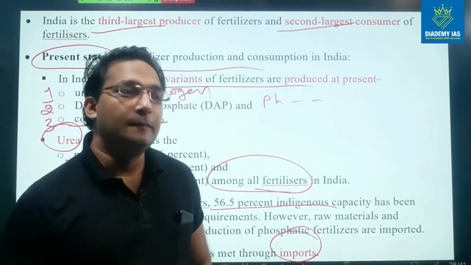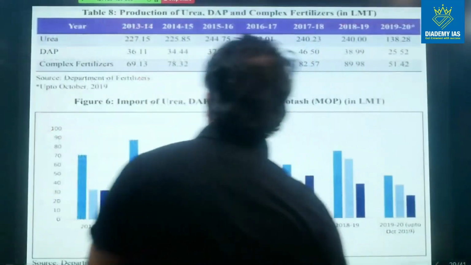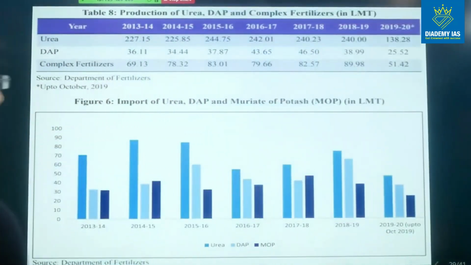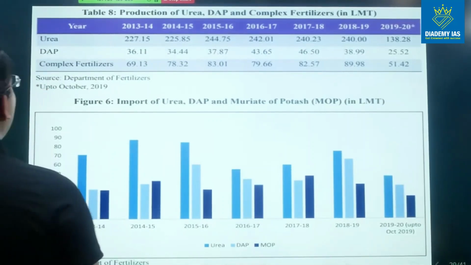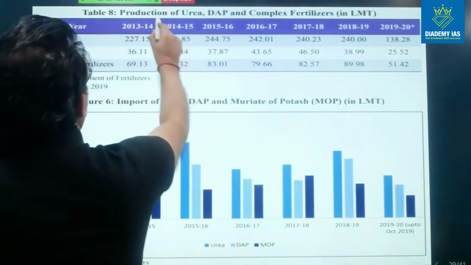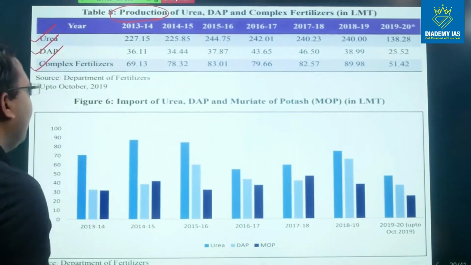100% of the potash we are importing only. There is no production inside India in the potash. This table you can see from the latest economic survey. Here you can see urea, DAP and complex fertilizer. So these are the primary production, है ना.